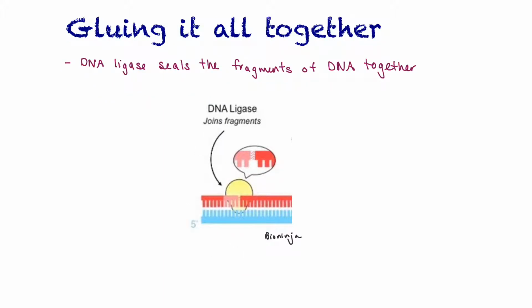Once these primers have been removed, we need to glue those sections back together, and those sections are glued together by an enzyme named DNA ligase. So ligase kind of is the glue that holds everything together, and that is the end of replication. Everything has been complete, and we now have two identical copies.